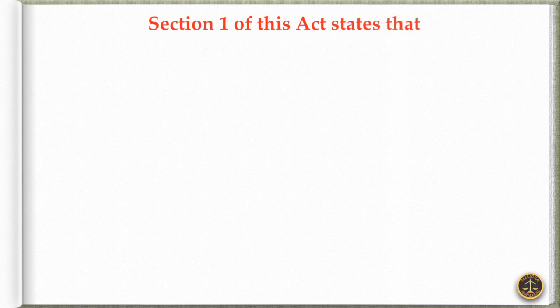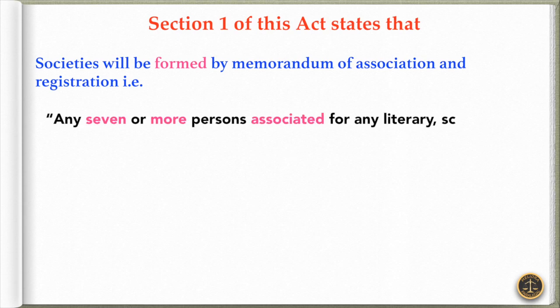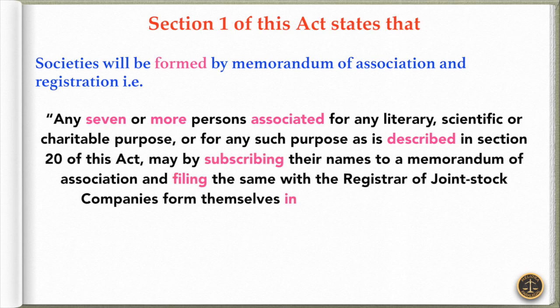Next, Section 1 of this Act states that societies will be formed by memorandum of association and registration, that is, any 7 or more persons associated for any literary, scientific, or charitable purpose, or for any such purpose as is described in Section 20 of this Act that we will discuss later in this video, may, by subscribing their names to a memorandum of association and filing the same with the registrar of joint stock companies, form themselves into a society under this Act.